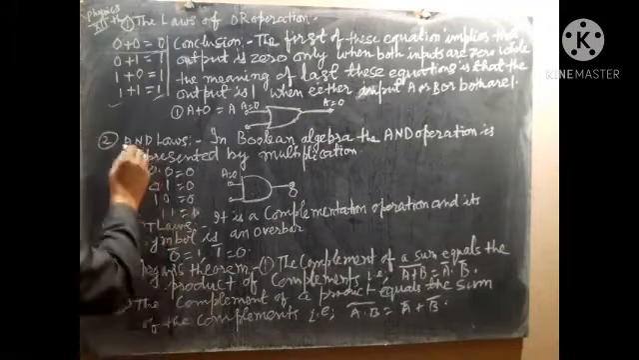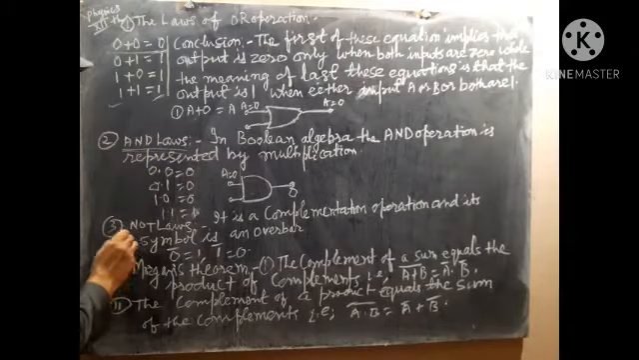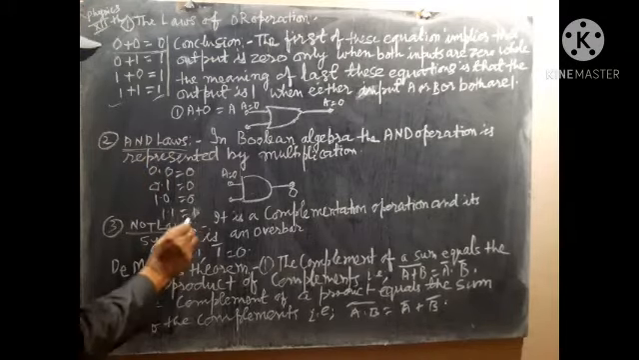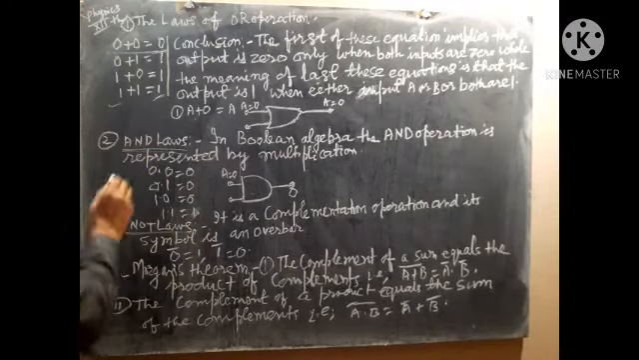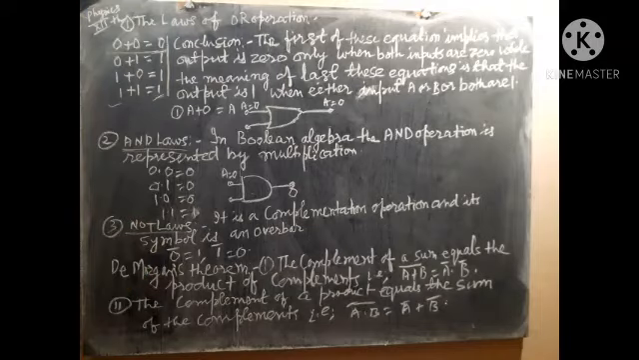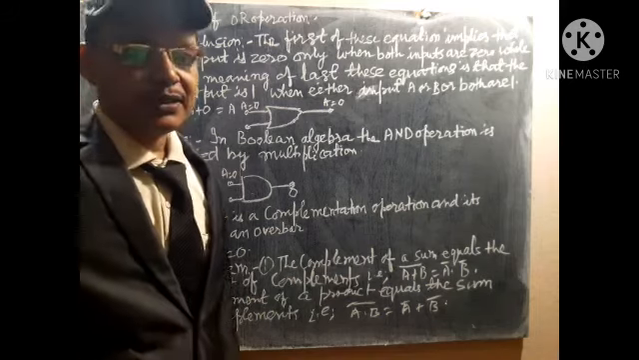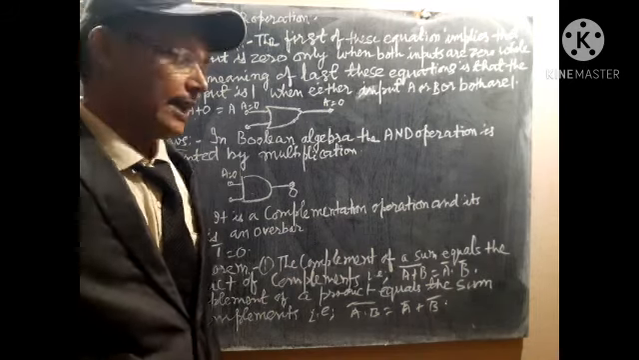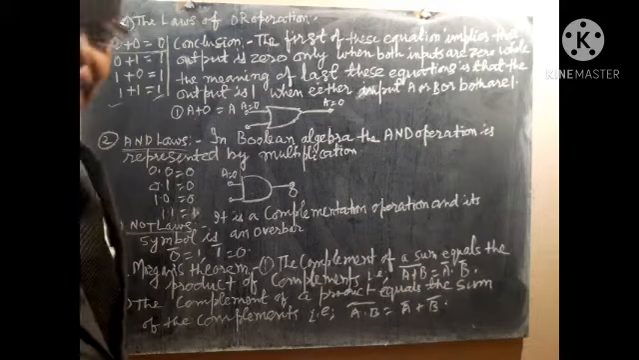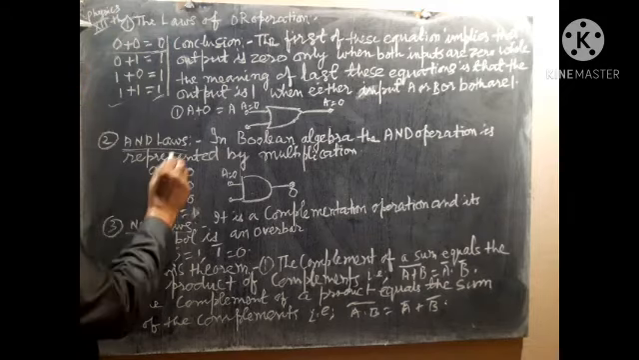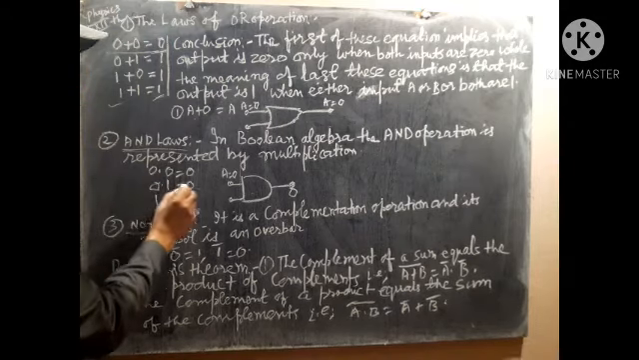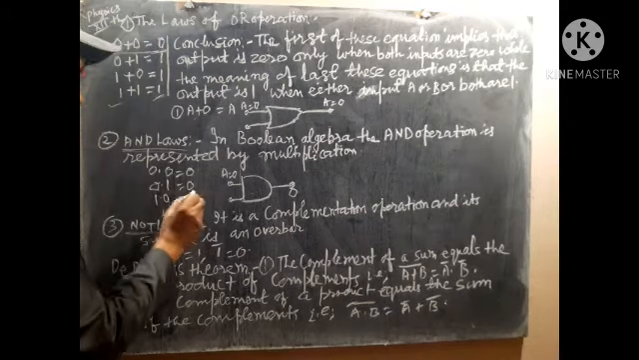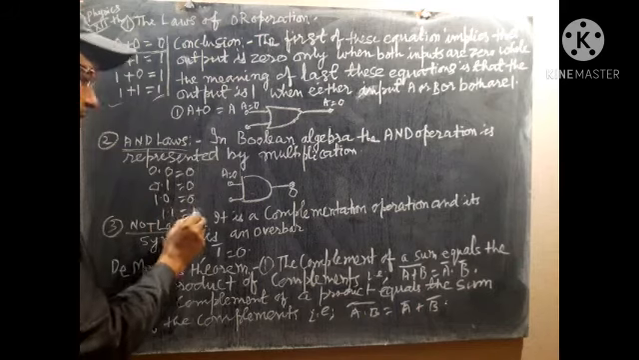Now AND laws. Basic, you should understand the basic 3 gates: OR, AND, NOT. Here, second, AND laws. In Boolean algebra, the AND operation is represented by multiplication. What things are used here? A dot for multiplication. It means 0 multiply 0 is 0, 0 multiply 1 is 0, 1 multiply 0 is 0, 1 multiply 1 that is 1.